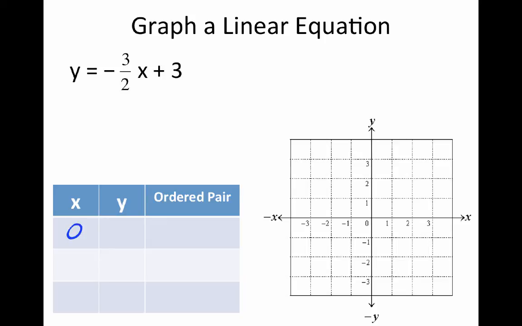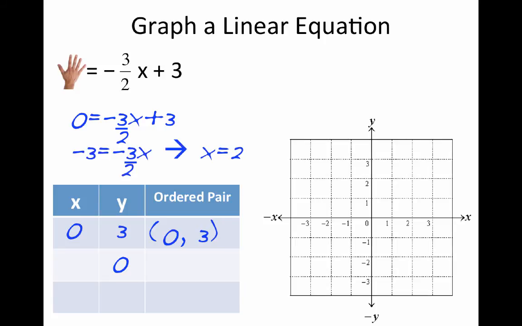When x is 0, we can cover up the x term, so we know that y is equal to 3. We have the ordered pair 0 and 3. When y is equal to 0, we can cover up that y term, but we're still going to have to plug 0 in and do some math.